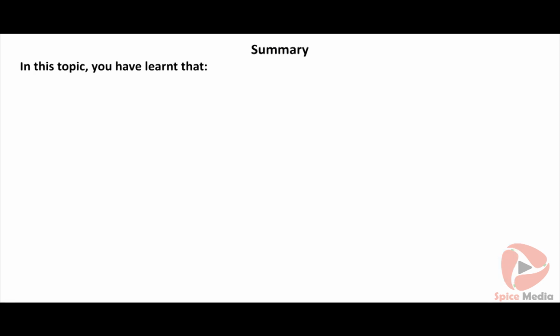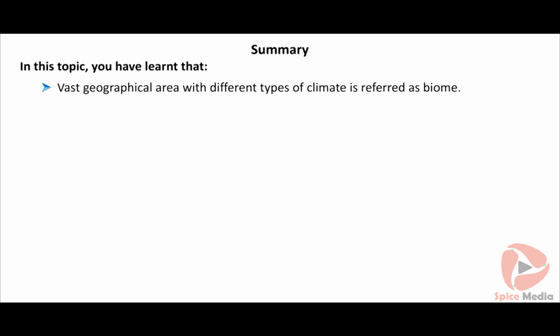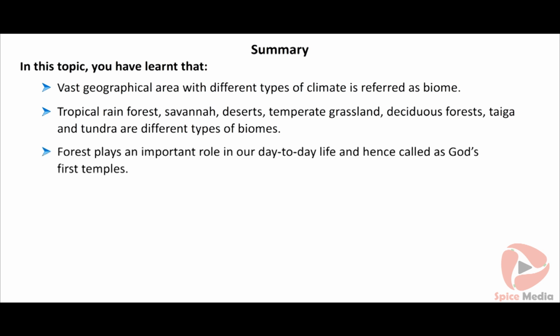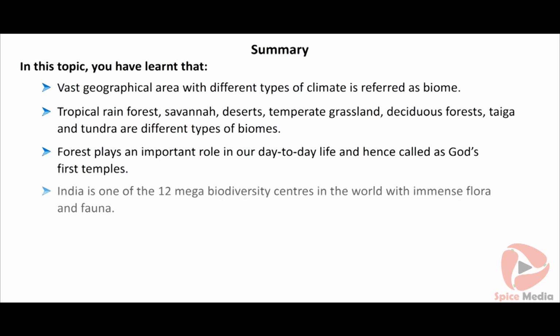In this topic, you have learnt that vast geographical area with different types of climate is referred as biome. Tropical rainforests, savanna, deserts, temperate grassland, deciduous forests, taiga and tundra are different regions of biomes. Forest plays an important role in our day-to-day life and hence called as God's first temples. India is one of the 12 mega biodiversity centers in the world with immense flora and fauna.